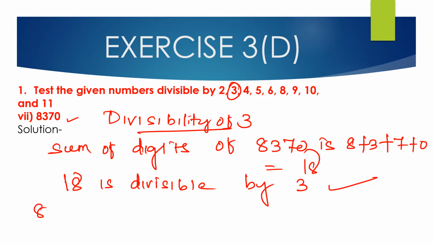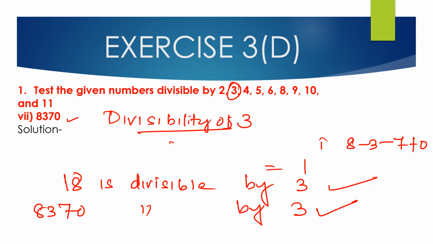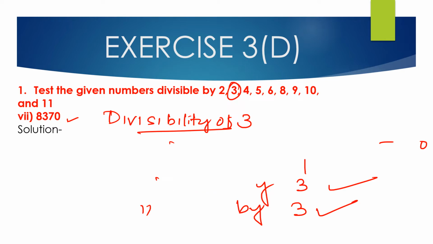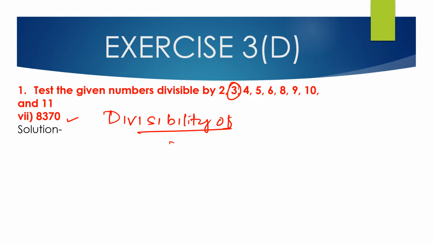So 8370 is divisible by 3. So the number 8370 is divisible by 3. Now we will check whether the number 8370 is divisible by 4 or not. Divisibility of 4.